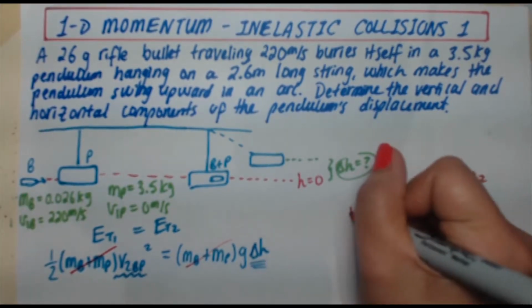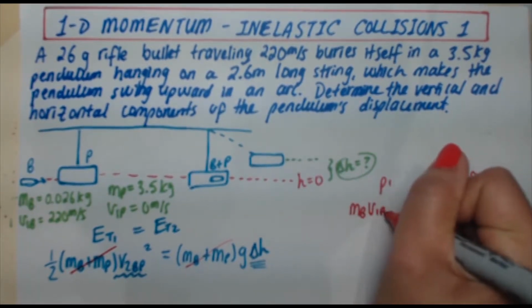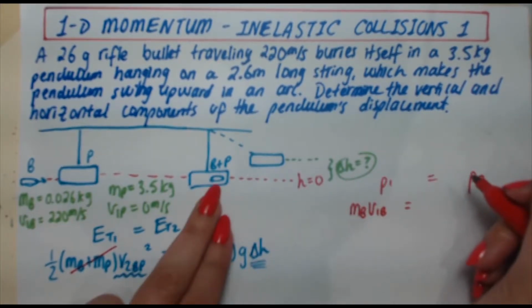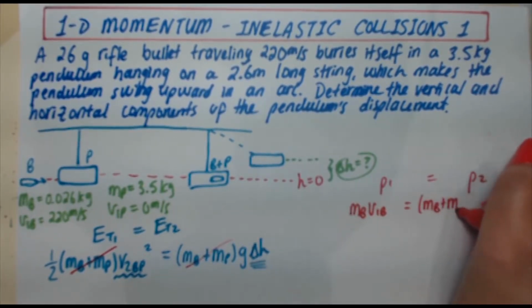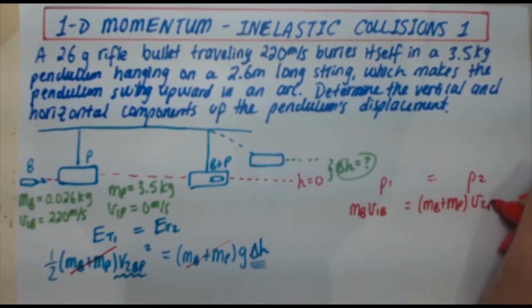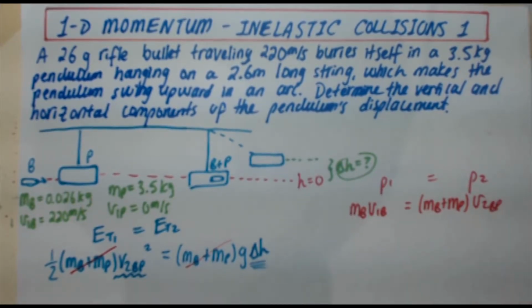So initial momentum is mb v1b. And in the end, they're both moving together. So it's a combined mass, (mb plus mp) v2bp. Okay, and that's the final momentum.